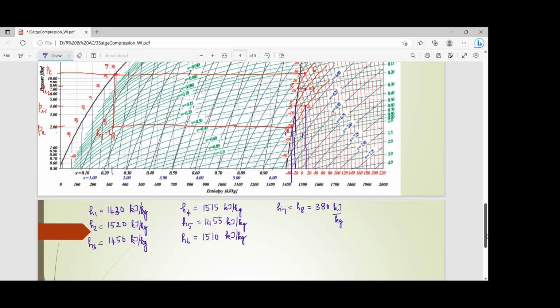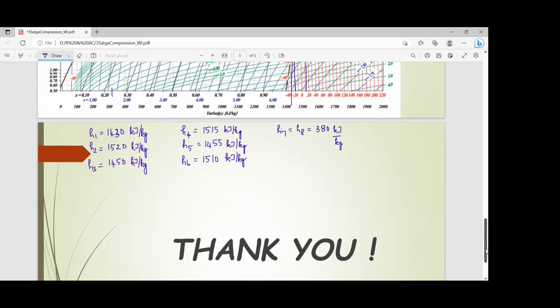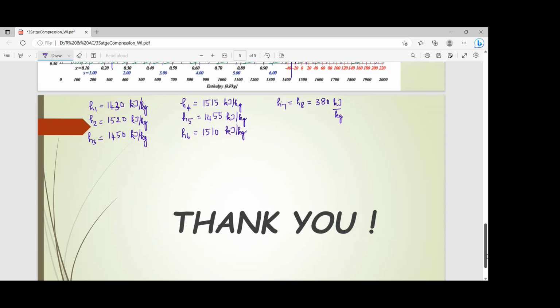So now all we have to find out is the refrigeration effect, the work done, and then calculate the COP. So if we calculate the refrigeration effect, that is going to be H1 minus H8. So 1430 minus 380. Let me use the calculator. 1430 minus 380, that is 1050.